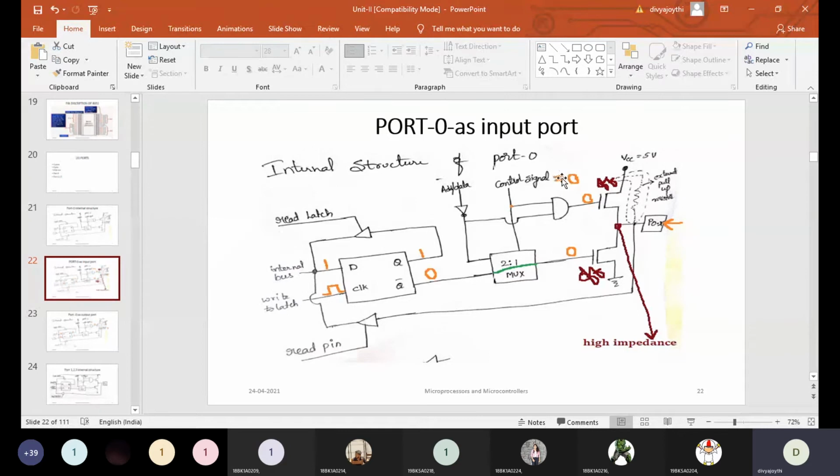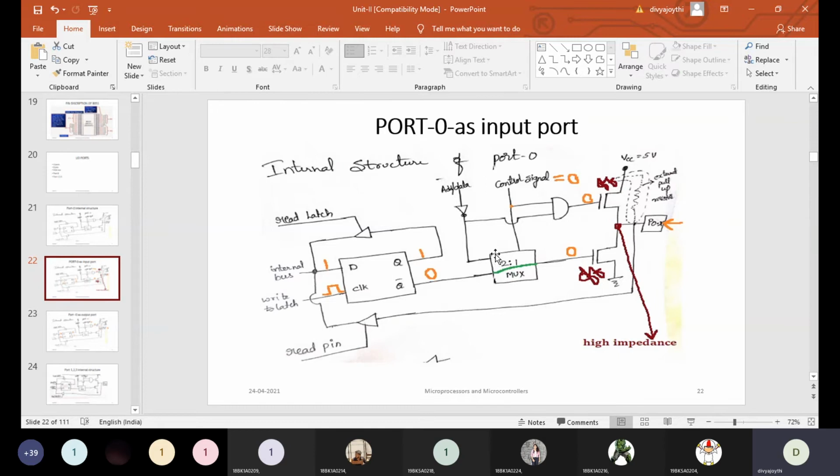If the control signal value is 0, that indicates to the processor that port 0 pins are being used for IO operation. They can't carry any address and data information. If the control signal is 1, then what will happen? We can't use those pins as IO pins. We have to use those pins for address or data information. So here the mux has two inputs. One is Q bar and the other is address or data.